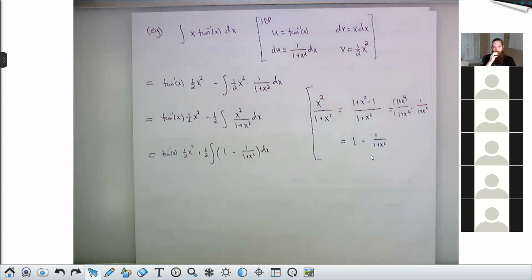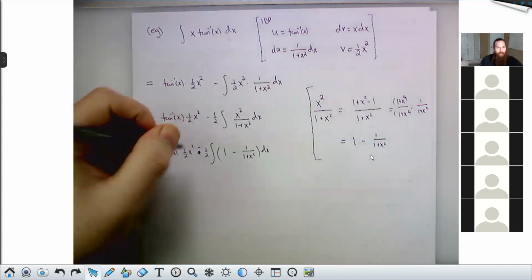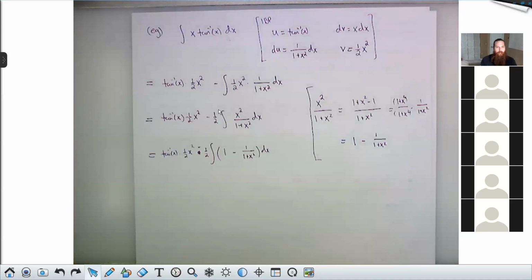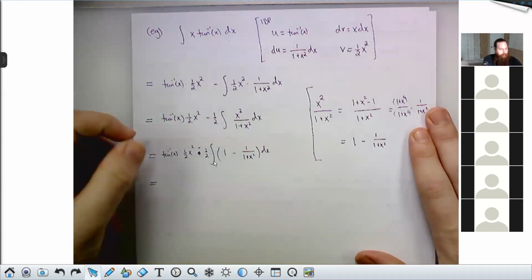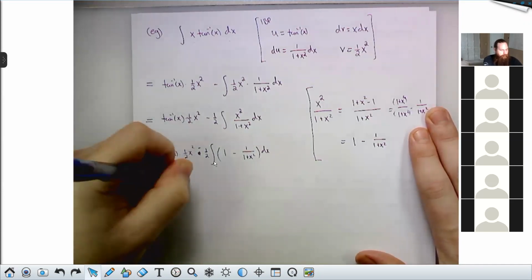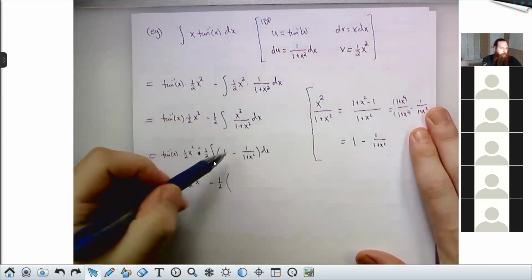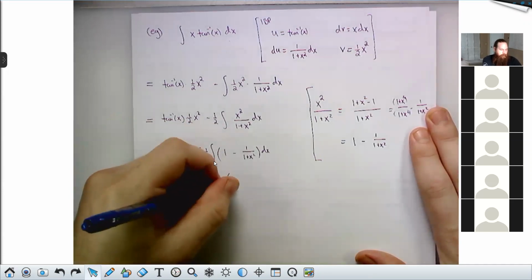Isn't it minus 1/2 before the integral? Yeah, thank you. Transcription error there. This is a minus. Okay, now I do know how to do this integral. So this is arctan x times 1/2 x squared minus 1/2 times the integral of 1 dx, which is x.